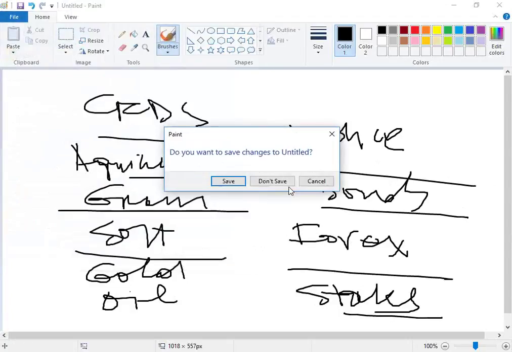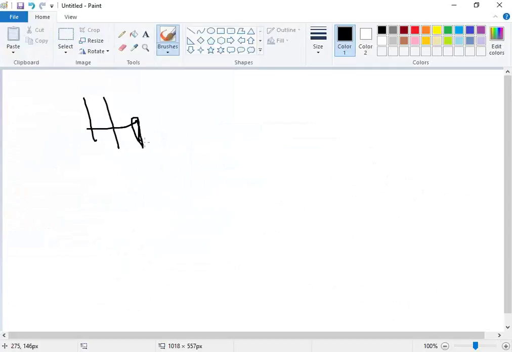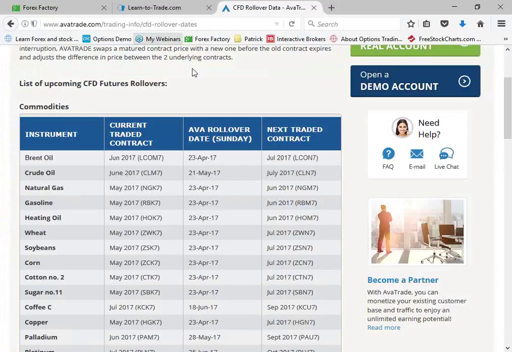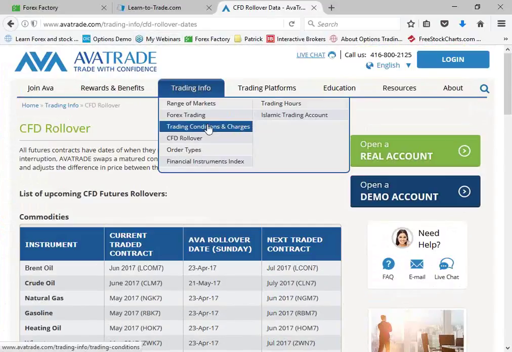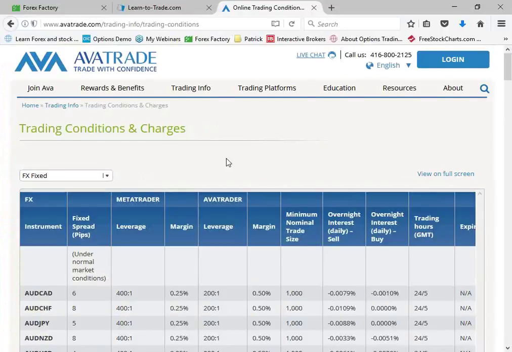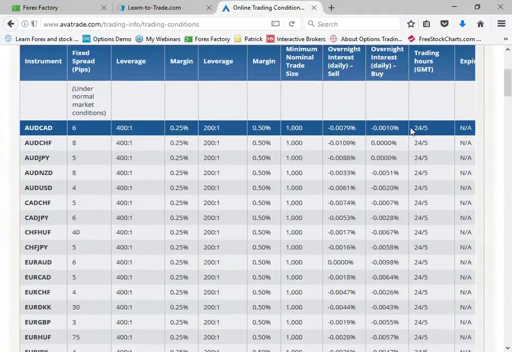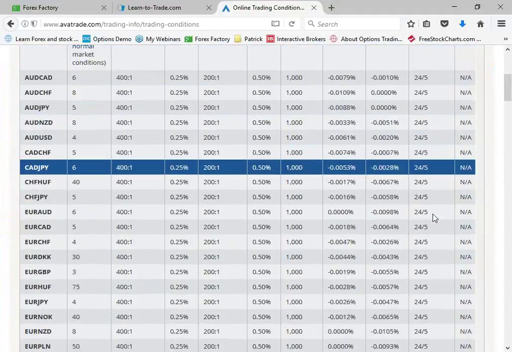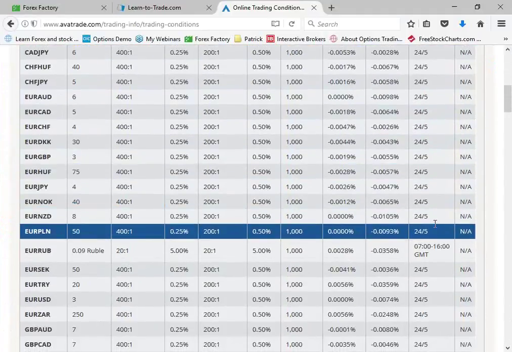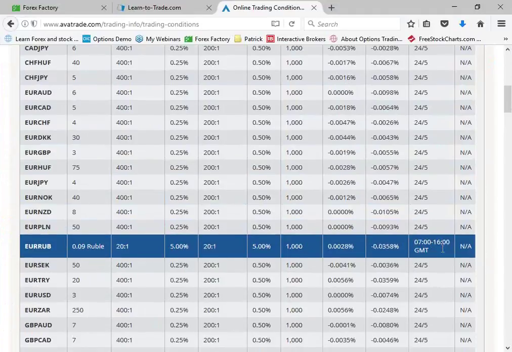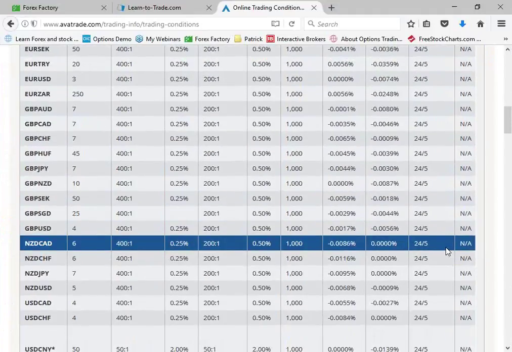Now, be aware of the hours of operation. The hours is very important. Not everything is 24 hours. So where do we find that information? If we go back to our trading info, trading conditions, you'll see right in here, it tells you the hours. Notice 24 hours, 5 days a week. All the way down for currencies, 24 hours a day, except for the ruble. Everything else, pretty much 24 hours a day.